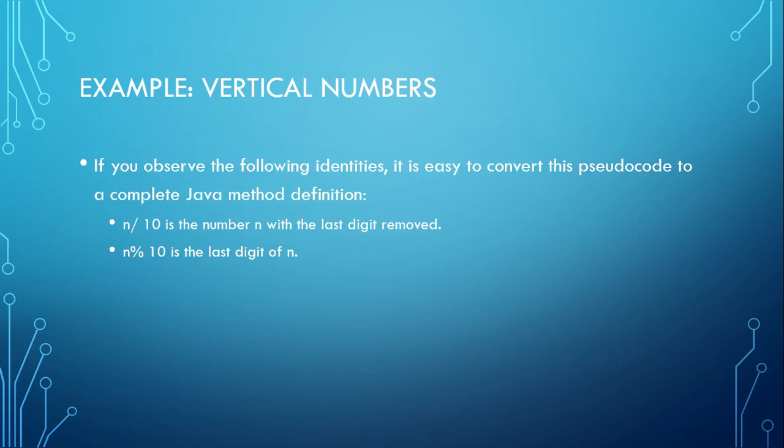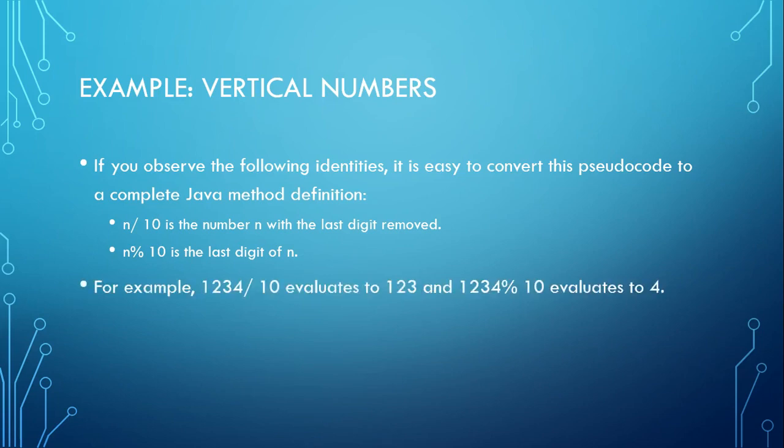n divided by 10 is the number n with the last digit removed, and n mod 10 is the last digit of n. So, for example, 1234 divided by 10 evaluates to 123, and 1234 mod 10 evaluates to 4.